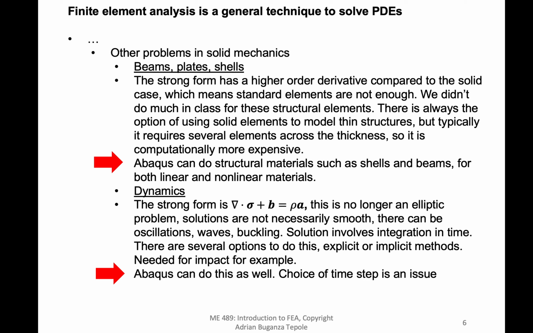Other problems in solid mechanics: beams, plates, and shells. In this case, the strong form is different. So you have a higher order derivative. You probably did this for 323. You did beams for 323. So you have this fourth derivative. So that's different from just the second order derivative that we have for the linear elasticity problem. So because of that, actually standard elements are not enough.